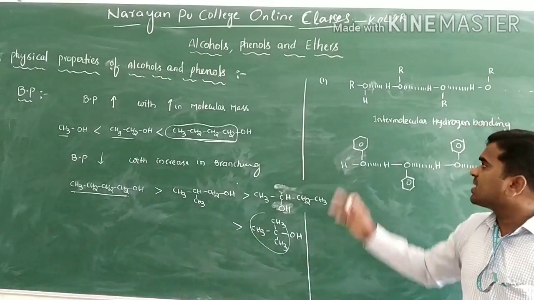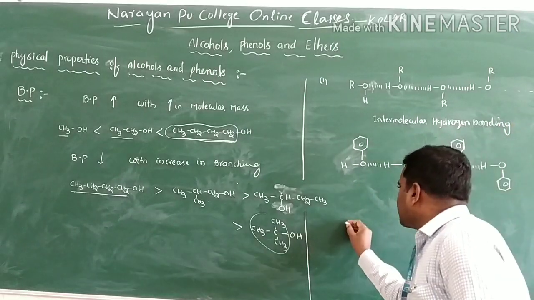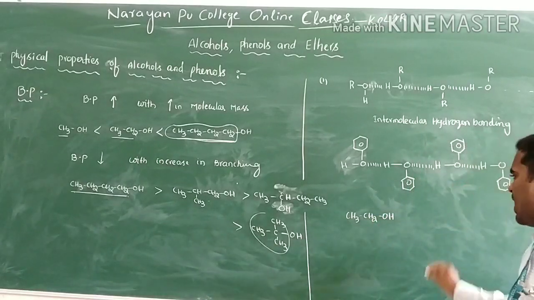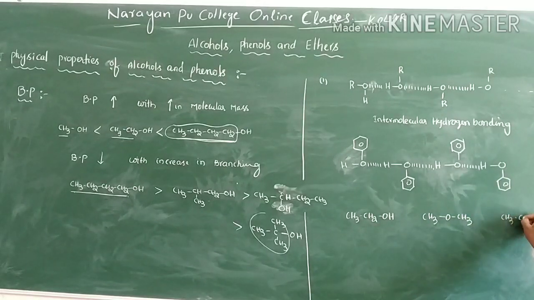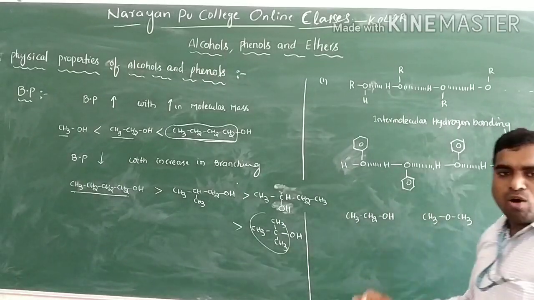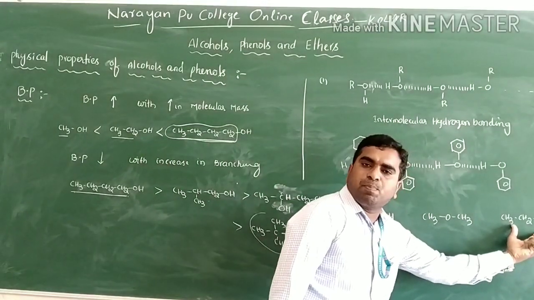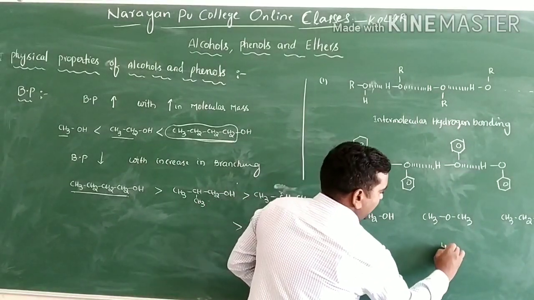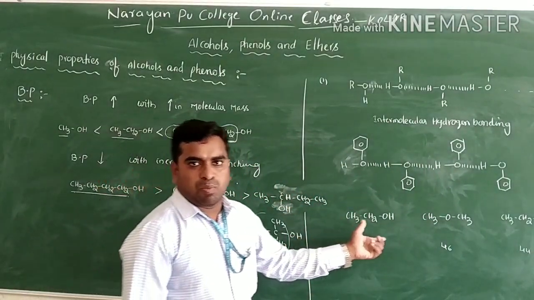Clear? What is the reason? Because alcohols are involved in intermolecular hydrogen bonding. Sometimes they will give the compounds CH3CH2OH, CH3OCH3 and CH3CH2CH3, and ask you to write the order of boiling points. This one is an alcohol, this is an ether, and this is a simple alkane of comparable masses. If you calculate, the molecular mass is 46 here, 46 here, and almost 44 for the alkane. Comparable masses, so you have to compare the boiling points.